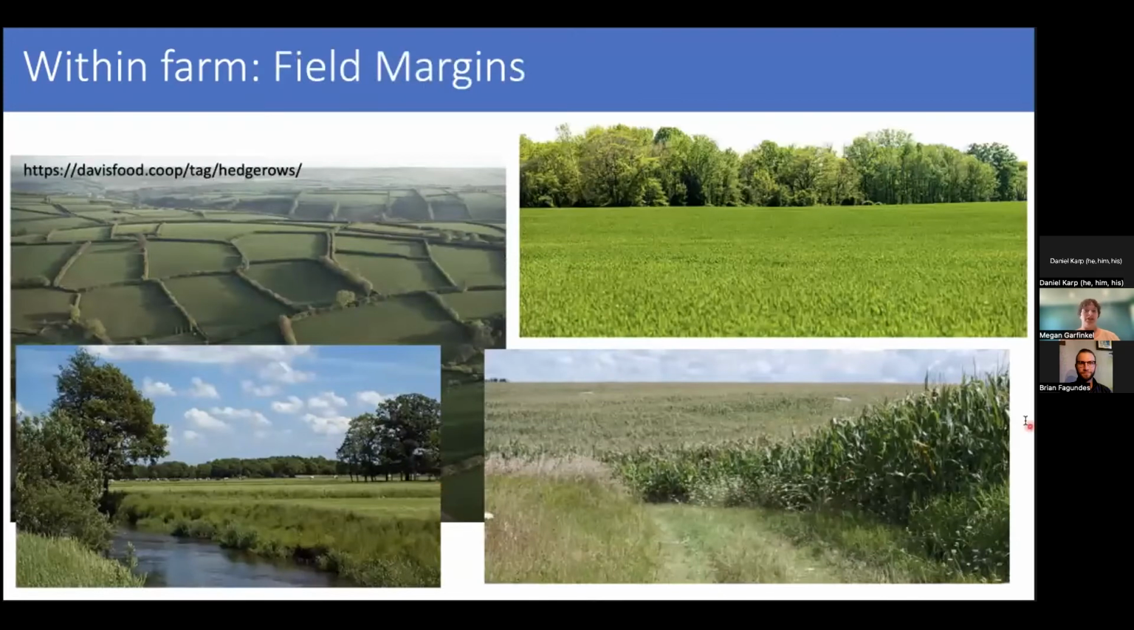So moving on to the field margins, hedgerows are probably the most well-known types of natural field margins that are surrounding agricultural fields. People often talk about hedgerows, but there's really a variety of ways that vegetation along the edges of a farm field can be managed. And so basically any way that vegetation can grow, you can have that along the edge of the farm field.